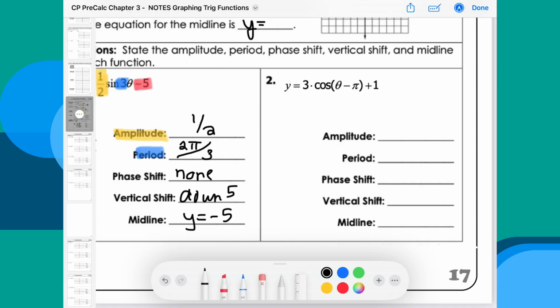I want you to pause. I want you to try number 2 and then check your answers.